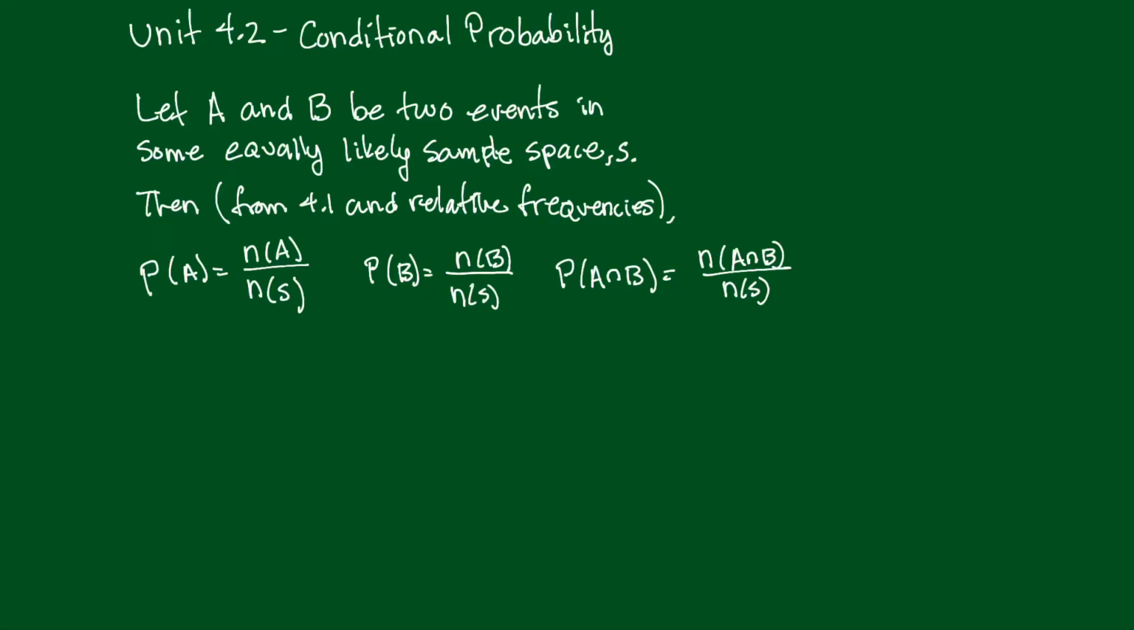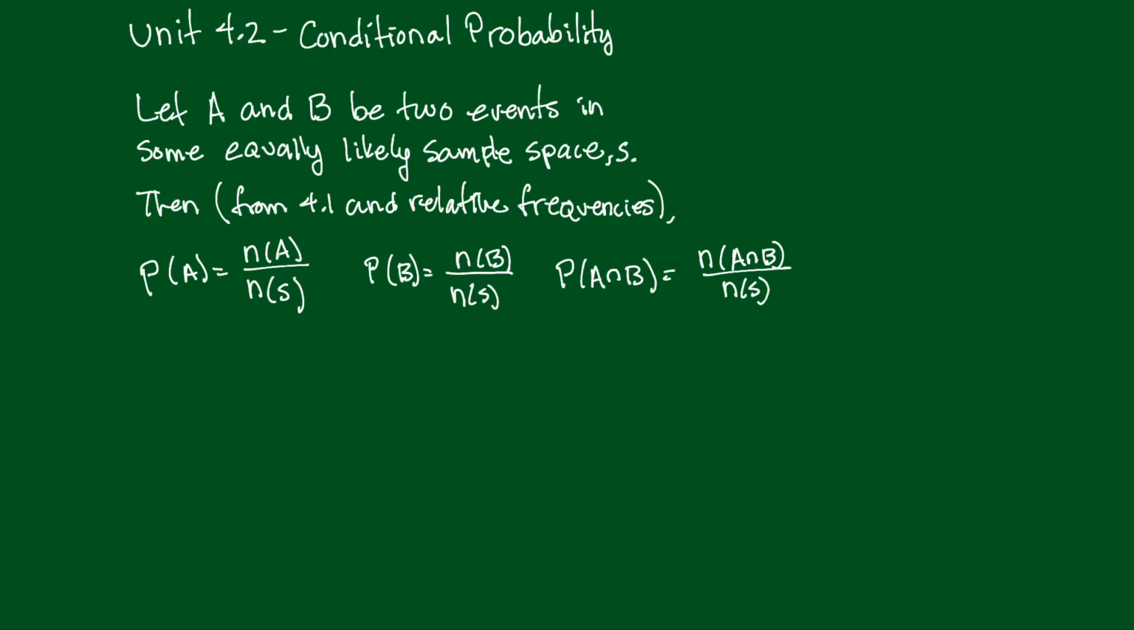Now we're going to take a look at conditional probability. So suppose we have two events, A and B, in some equally likely sample space, and we'll call that sample space S. Now look, an equally likely sample space is just some kind of an experiment that you perform and every element in it is equally likely to occur.